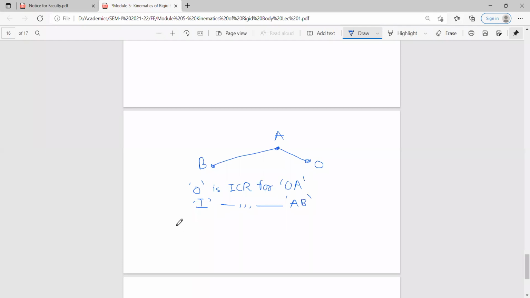Now, if you consider point A on link OA, it is true. So what will be the formula for velocity of point A? It will be equal to OA radius multiplied by omega OA. If you consider point A to be on link AB, which is also true, then the formula for point A will be IA into omega of AB.